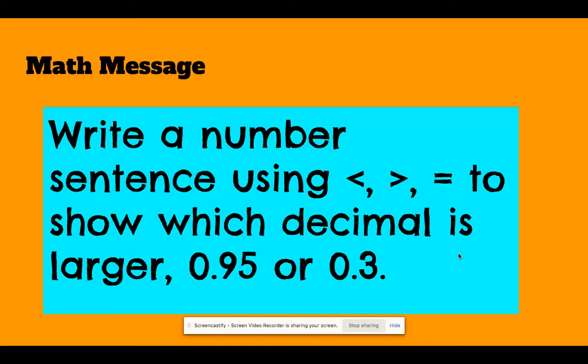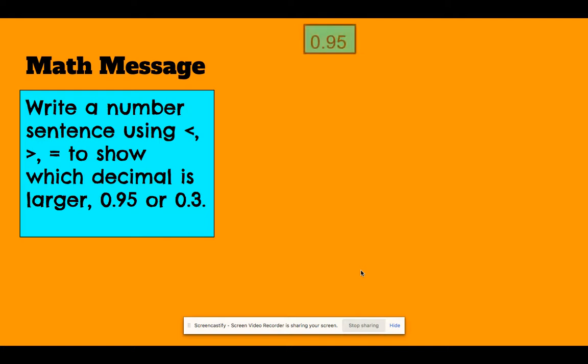It's asking you to write a number sentence using the less than, greater than, or equal to symbols to show which decimal is larger, 95 hundredths or 3/10. So we're comparing 95 hundredths and 3/10. First of all, I know that 95 hundredths as a fraction looks like this, 95 over 100. 3/10, however, looks like this, 3 over 10.